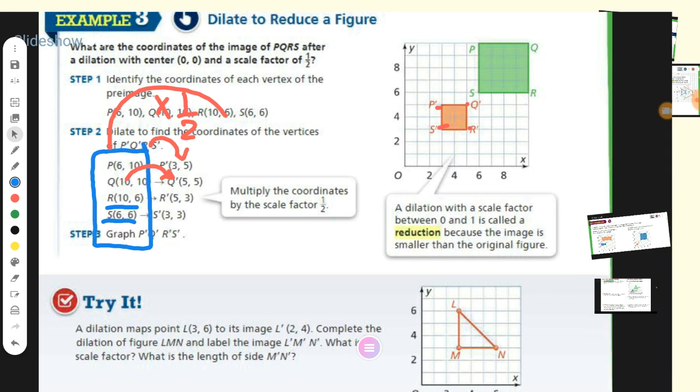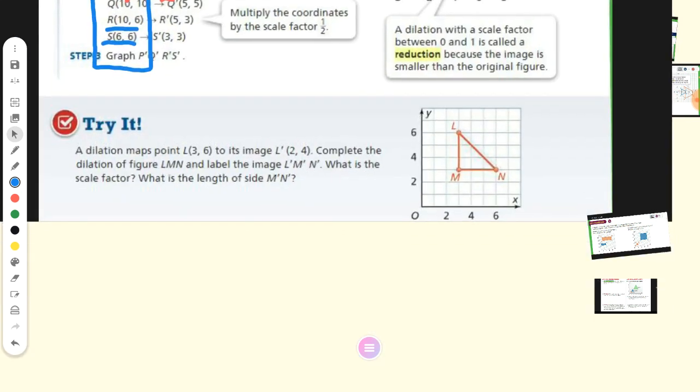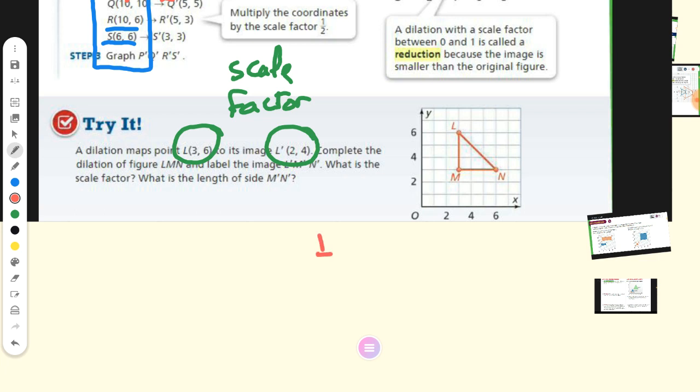What about the right one here? How to solve it? A dilation maps point L 3 and 6 into the image L dash 2 and 4. Complete the dilation of the figure. From these two points, we need to calculate the scale factor. How to calculate the scale factor? Actually, image over actual.